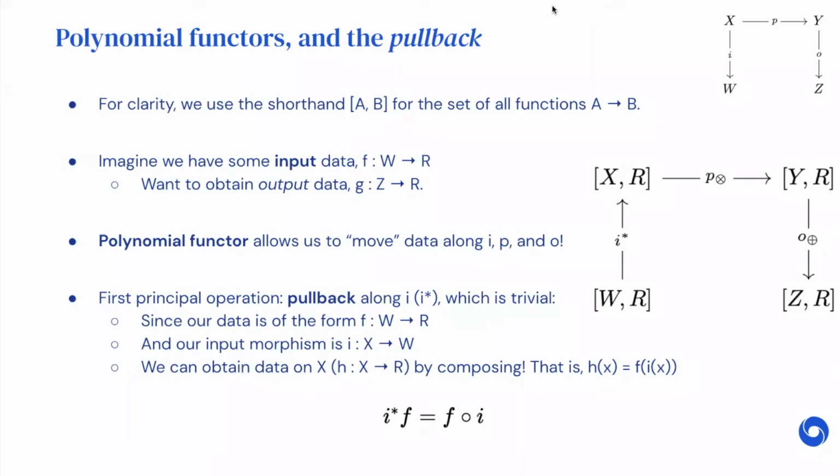So the first step that we need to do is we need to copy the data from W to live over X. Conveniently, because our arrow from X to W points downward, it's actually very easy to go from a function W to R to get a function X to R. You just do simple composition with the input morphism, right? And this first operation, known as a pullback, is just the composition of your data with the input morphism. So any data you have on W, you just copy it in the appropriate place in R where it needs to go through composition. Okay.